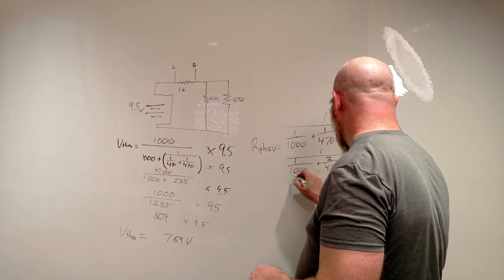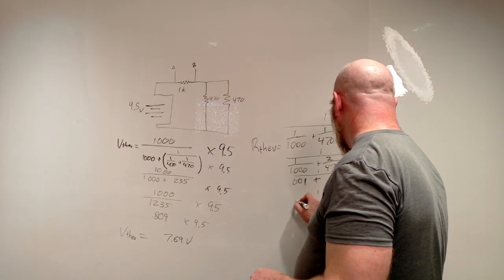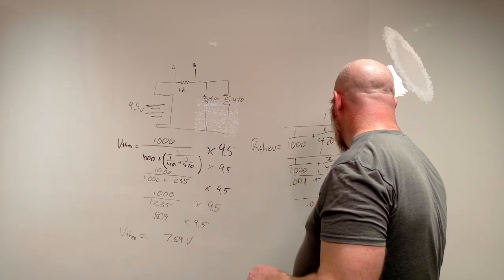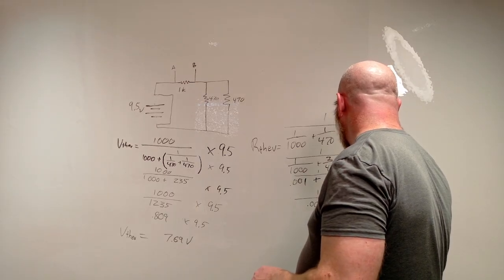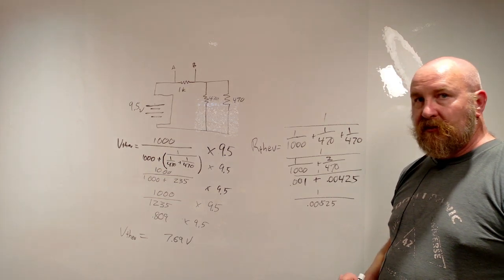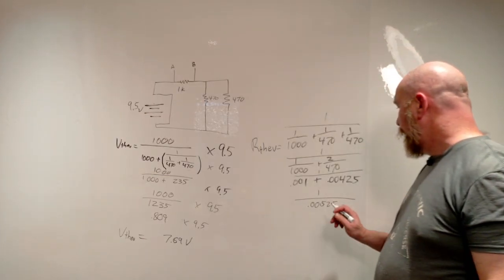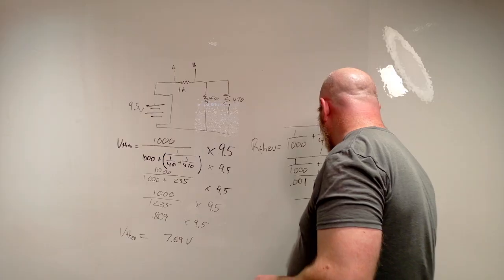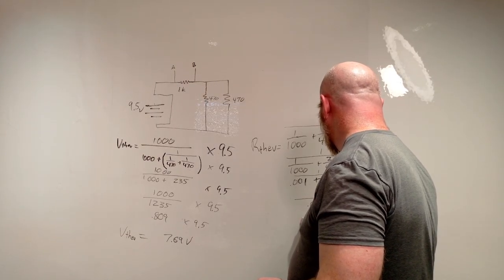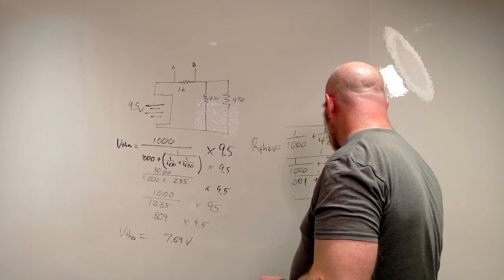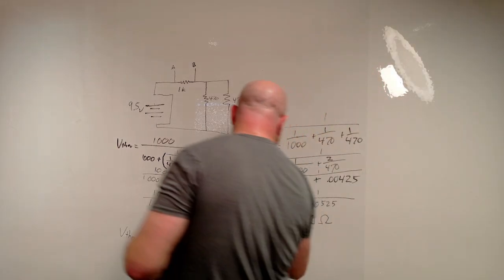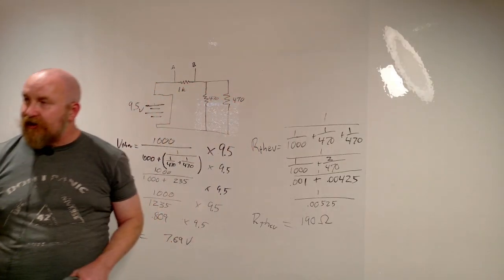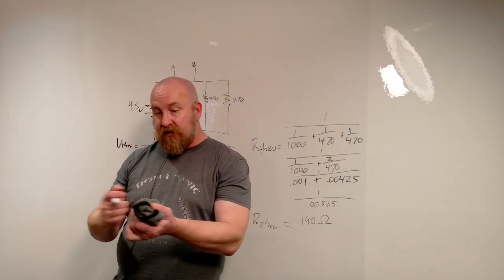I didn't do the 1 over here. Carrying it down here, this is 1 over 0.00525, which comes out to 190 ohms. So that is what our Rthev equals. 190 ohms. We're ready to switch over to you, Carlos.